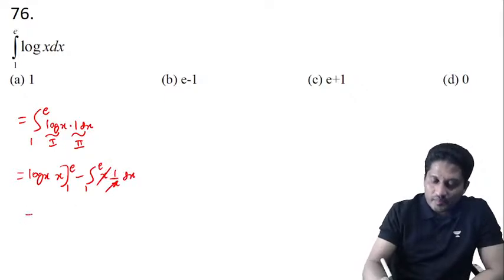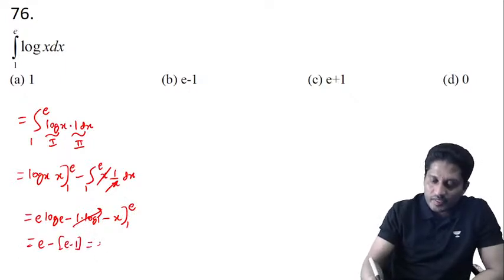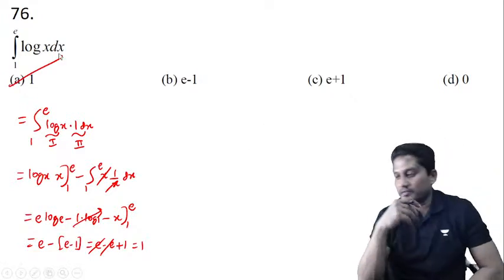This will cancel, upper limit is e into log e, lower limit is 1 into log 1. Dx is x, this is 1 to e. Log 1 to any base is 0, log e is 1. Upper limit e, lower limit 1. If you open the bracket, you get e minus e plus 1. This will cancel, you will get this as 1. Answer is option D.